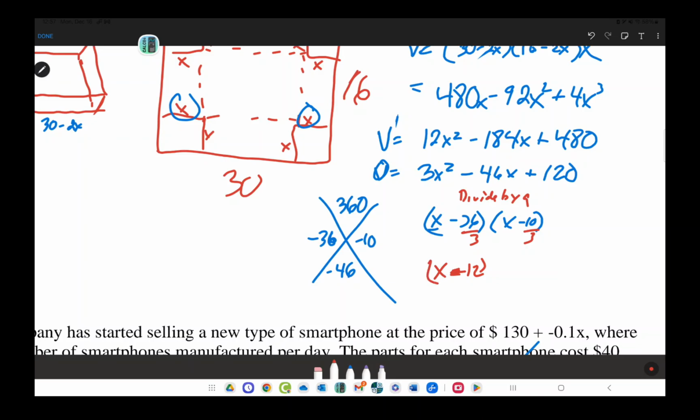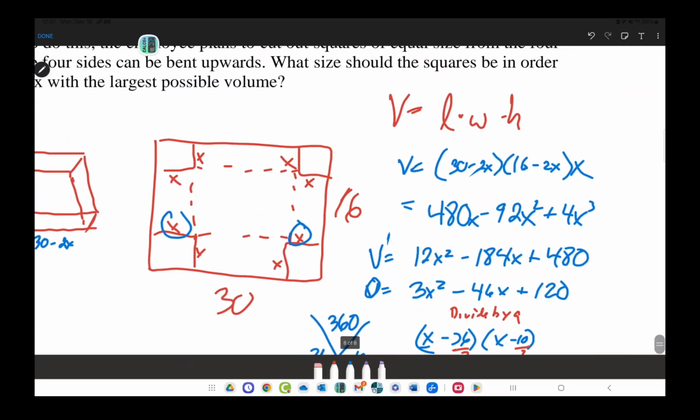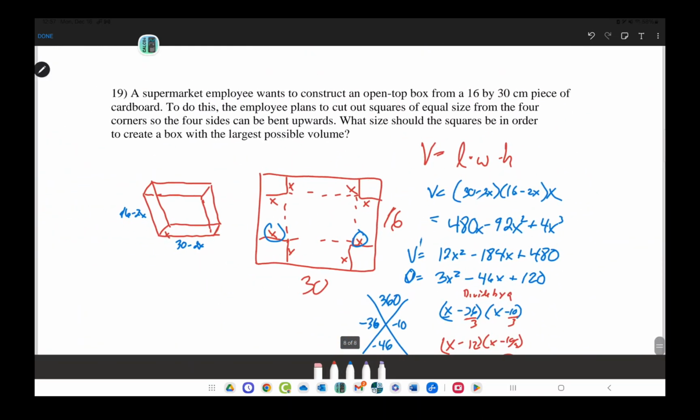So x minus 12 and x minus 10/3, which gives you x is equal to 12 and 10/3, but one of these doesn't work. Which one doesn't work? Well, 12 doesn't work, it's too big. So 10/3. All they wanted was the x. What size should the square be in order to create a box? So yeah, 10/3 by 10/3. And this is in centimeters.